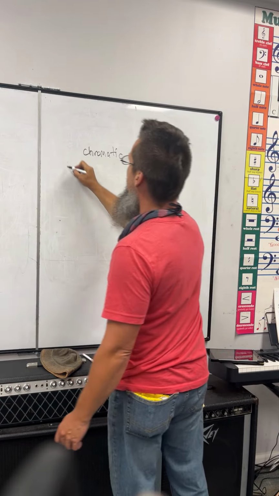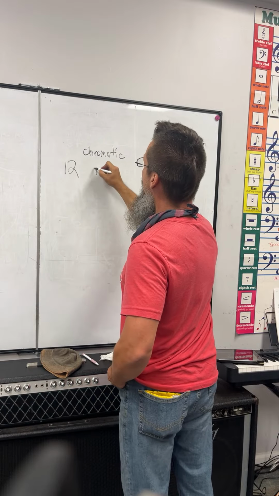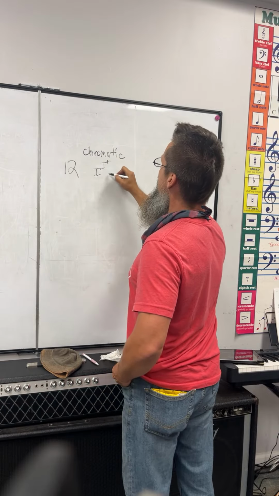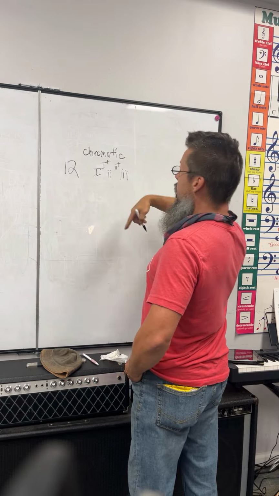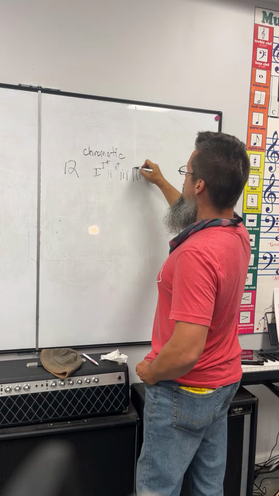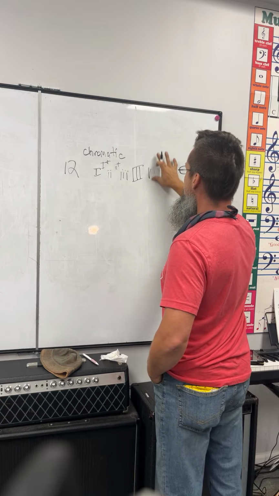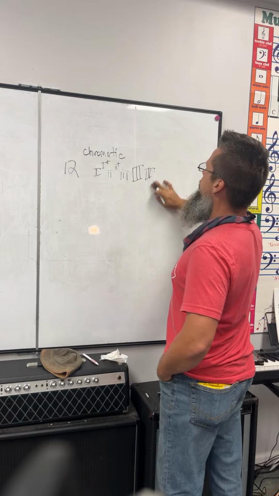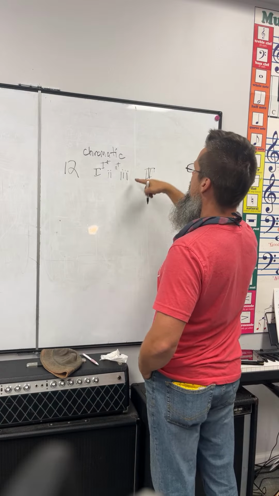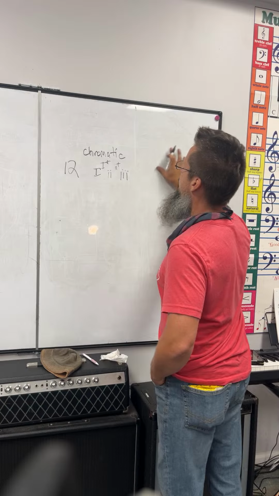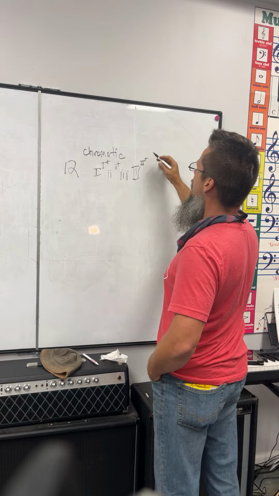So a chromatic scale has 12 notes. Those are the 1, the augmented 1, the 2, the augmented 2, the 3. The augmented 3 is the major third, and then it has an augmented third, which is the perfect fourth. After the perfect fourth, we have an augmented fourth, which is also called the flat 5.